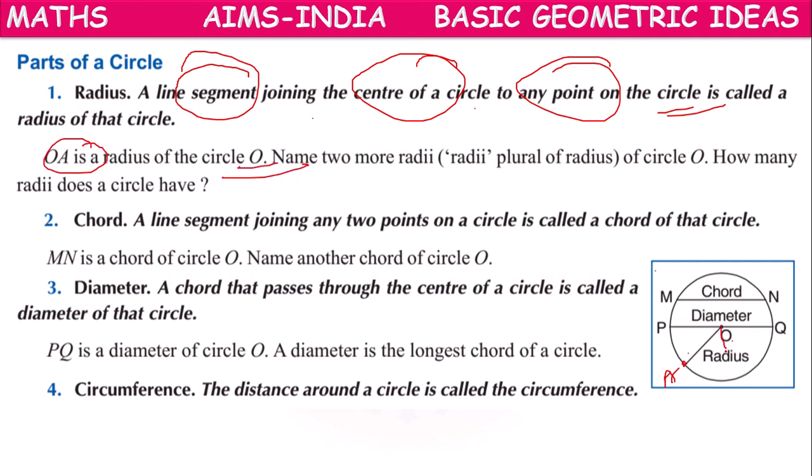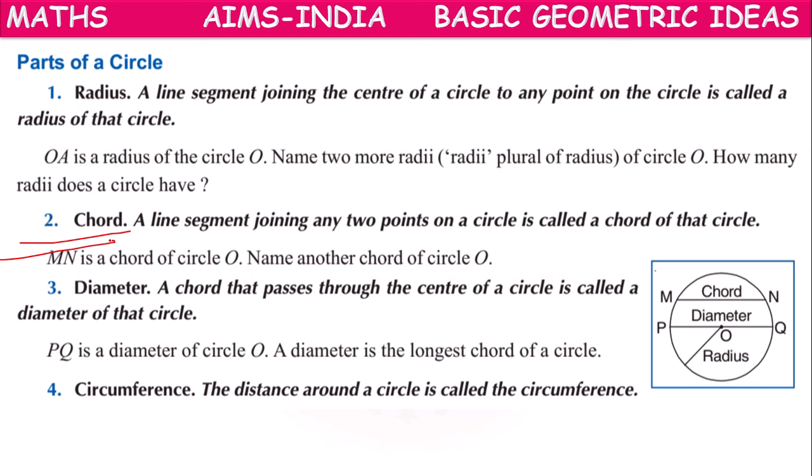Like this, OB is a radius, OC is a radius. Radius is a singular word; radii, R-A-D-I-I, is the plural word. How many radii can we draw? Infinite, unlimited. An infinite number of radii we can draw.